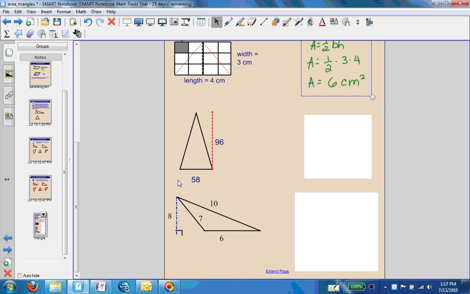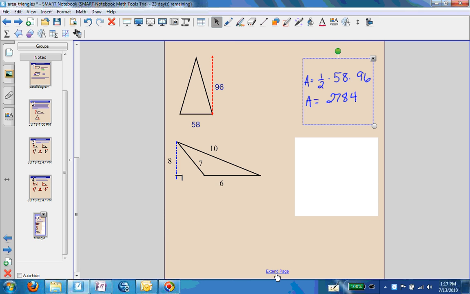In this example, we have 1/2 base times height. And again, 96 is the perpendicular distance from the top vertex down to the opposite side. So that gives us 2,784. I'm sure you'll take my word for it. We're just putting that straight in our calculator.